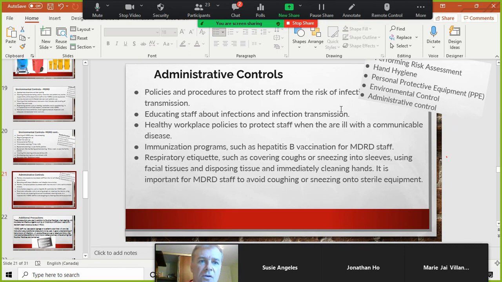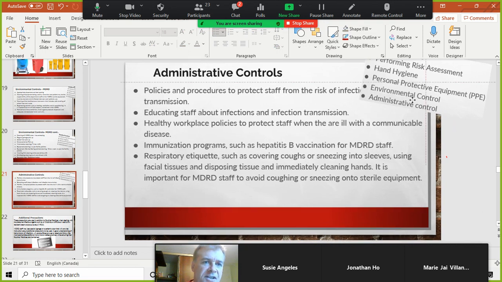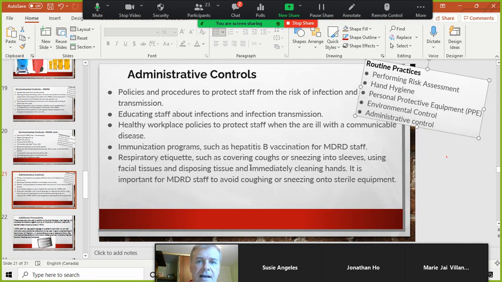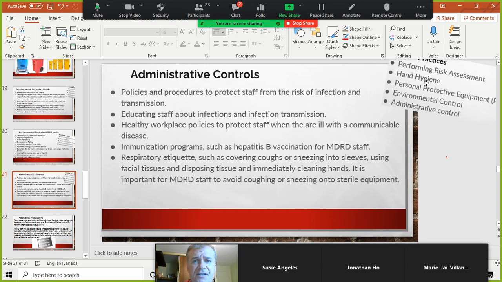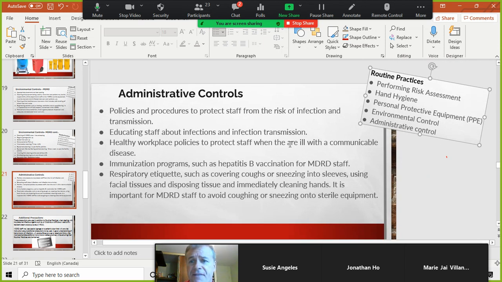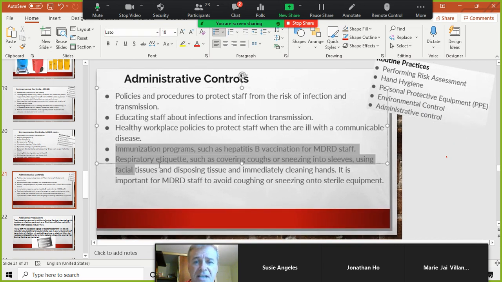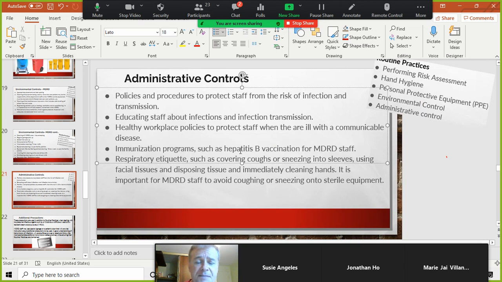Administrative controls. This is the last one there that we're going to be chatting about here. And again, it's all about policy. Policies and procedures there to protect staff from the risk of infection and transmission. Again, educating staff about infection and transmission there. Immunization programs, hepatitis B, COVID-19.